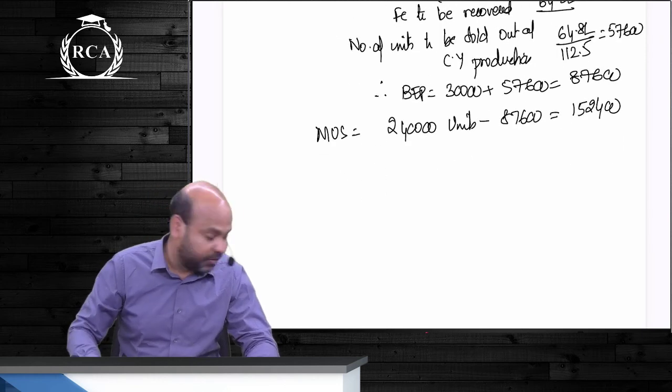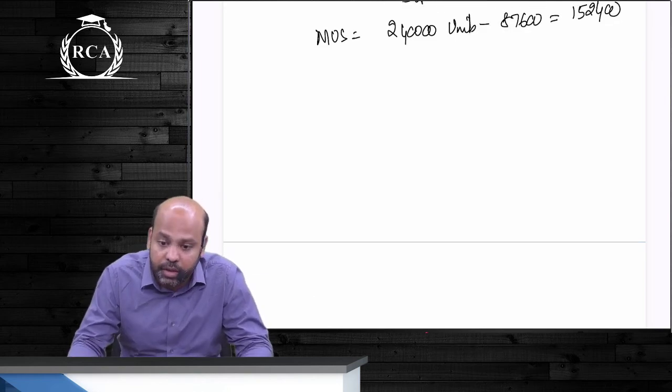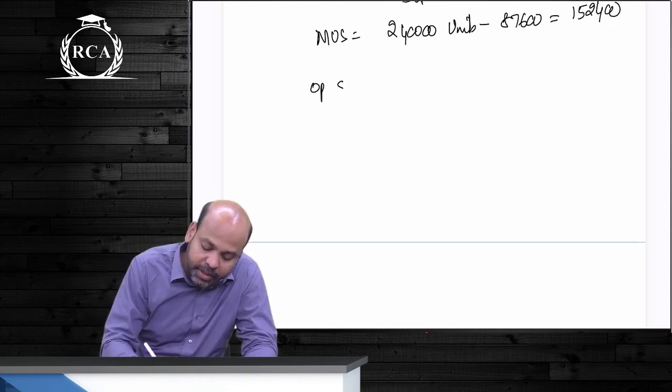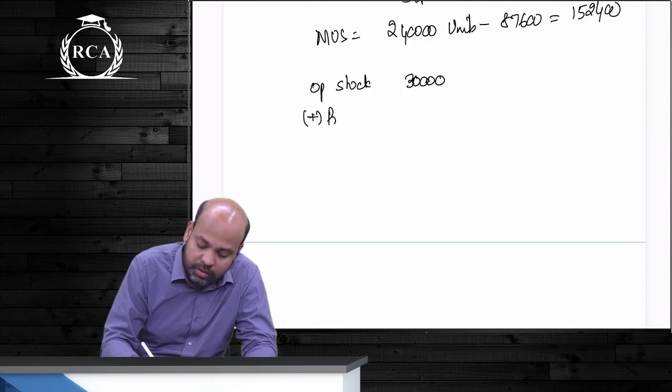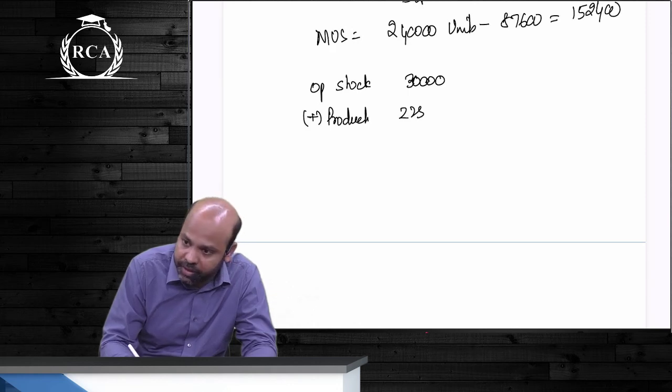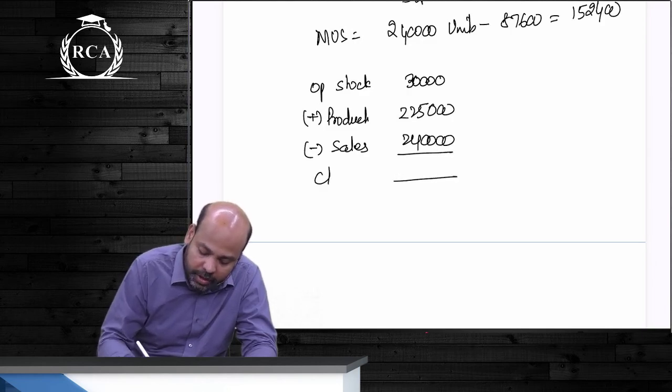Anyways, guys, so we are done with break even point also. What is the next question, guys? One more question is left here. Your opening stock was how many units, beta? 30,000. Production, beta, was 2,25,000. Sales, beta, are 2,40,000. So closing stock, beta, in units is 15,000 units.